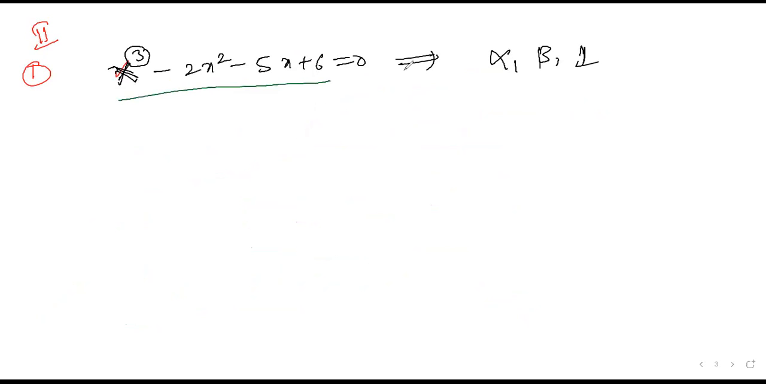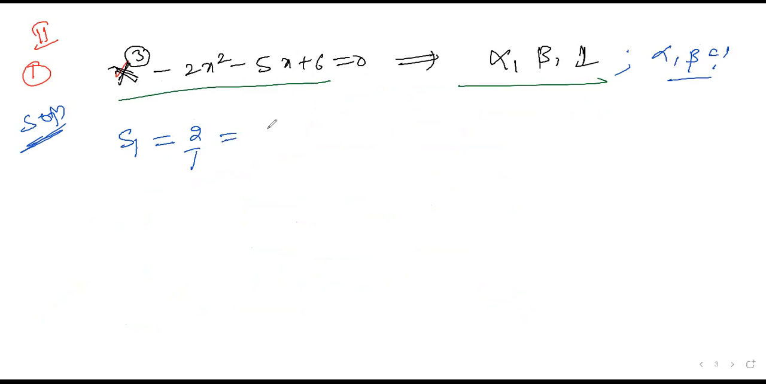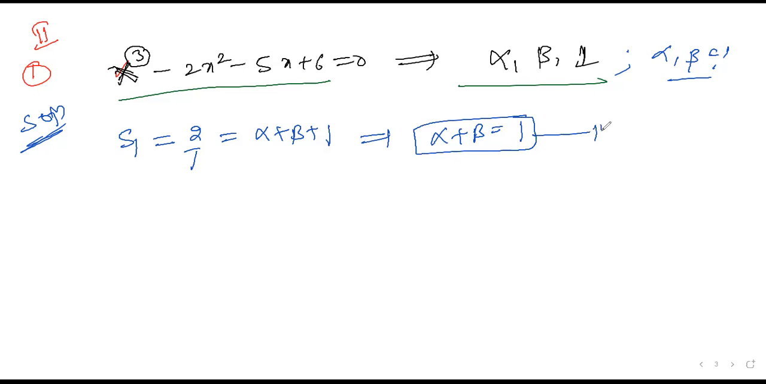This question possesses roots alpha, beta, gamma. They're asking what is the value of alpha and beta. Simple. What is S1 here? Minus of minus 2 by 1, that is 2 by 1, is equal to what can I write? Alpha plus beta plus gamma. Gamma is equal to 1. So from this, what can I write? Alpha plus beta is equal to 2 minus 1. Answer is 1. Okay, any doubt? No, sir. Alpha plus beta, 2 minus 1, answer is 1.